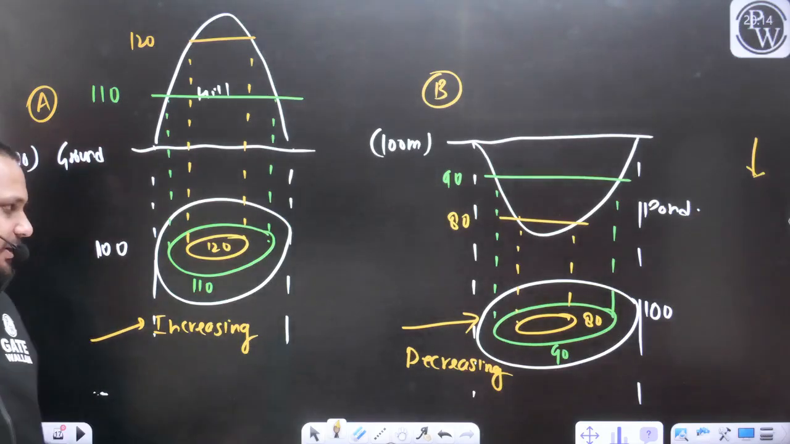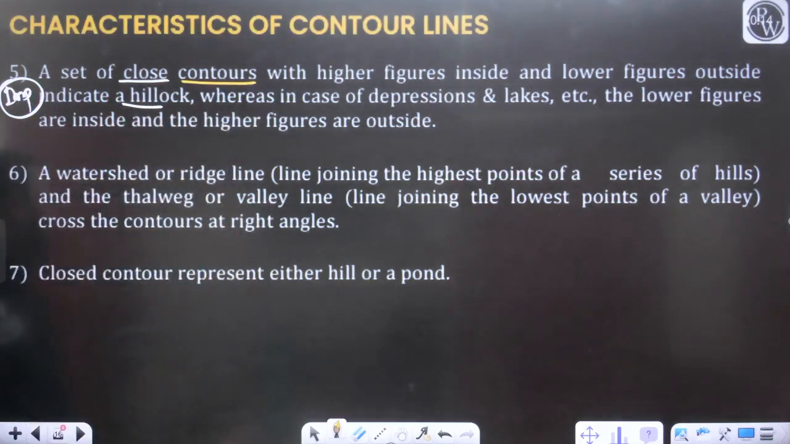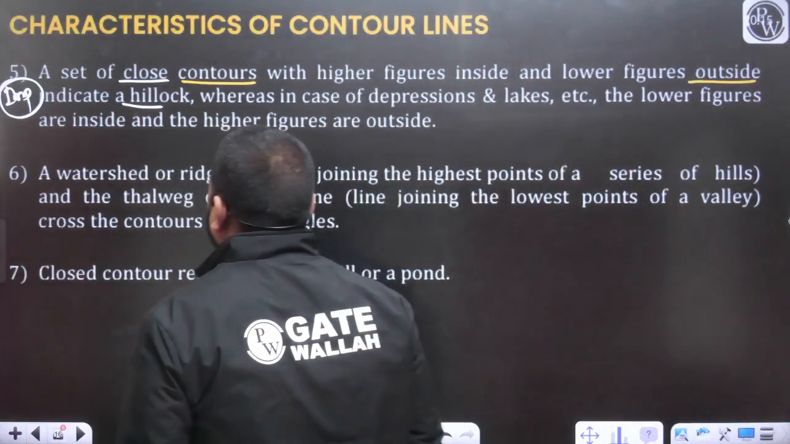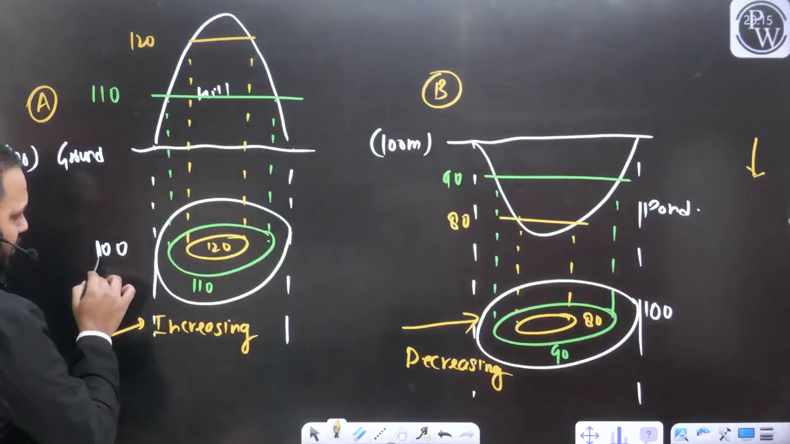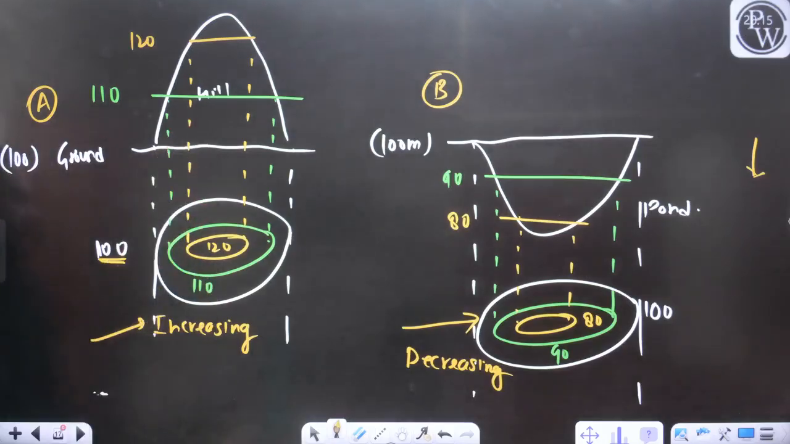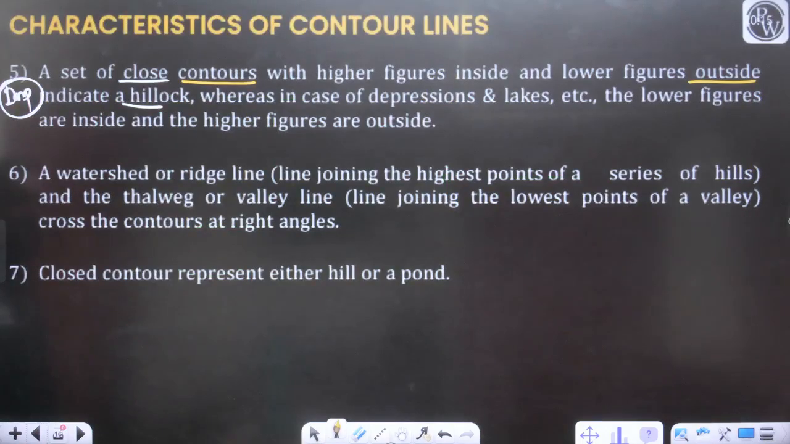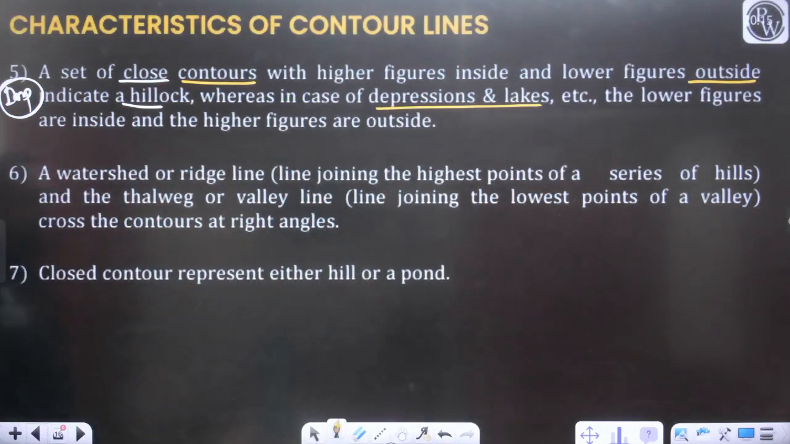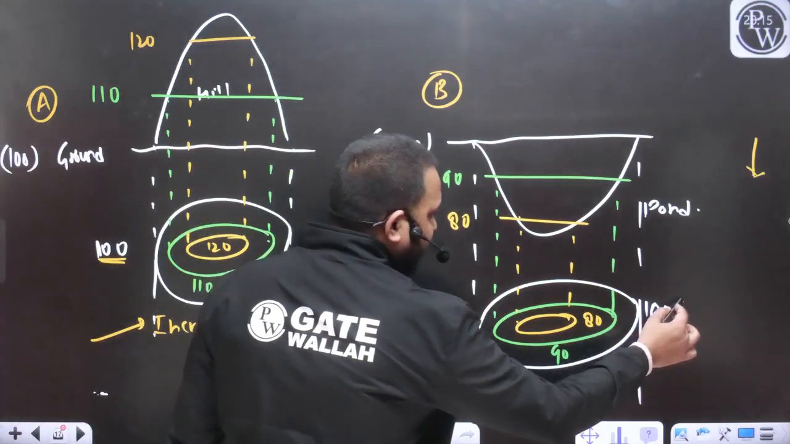The same point you have written: a set of closed contours with higher figures inside and lower figures outside indicates a hill. Whereas in the case of a depression like a lake, the lower figures are inside and the higher figures are outside.